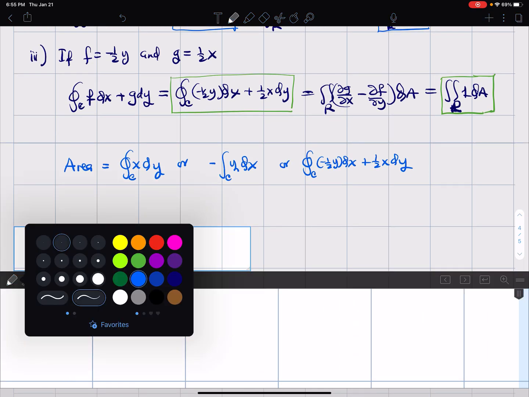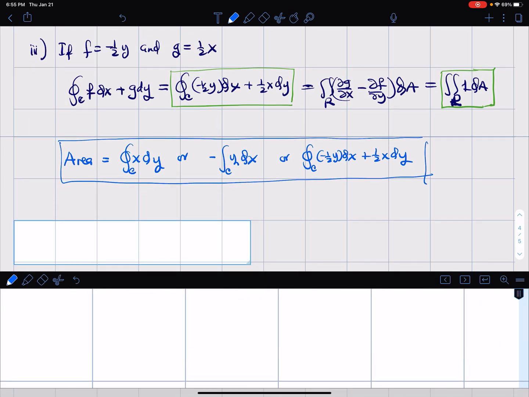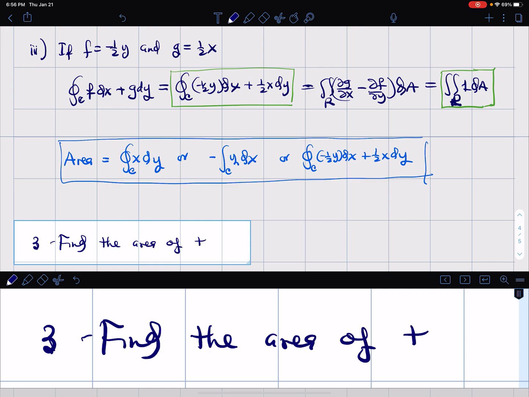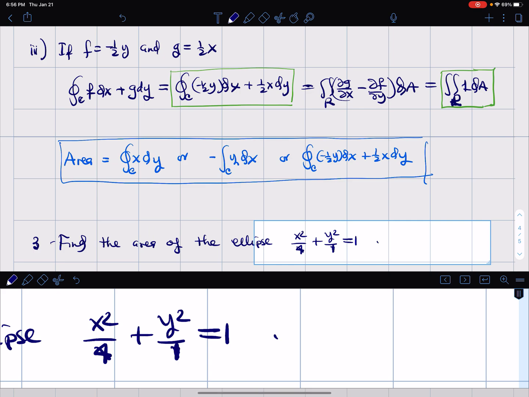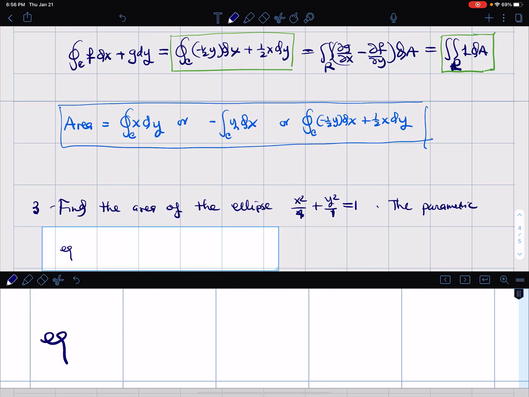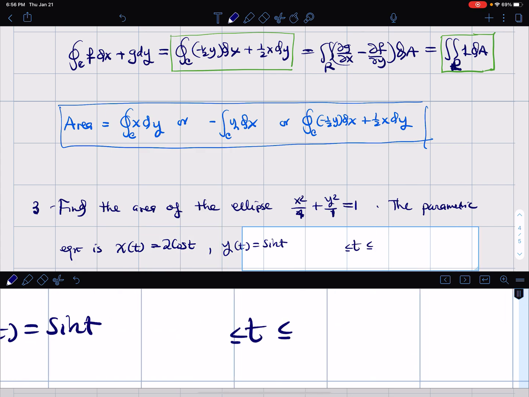All right, so let's see an example. Okay, so this example, let's call it example 3. We would like to find the area of the ellipse x squared over 4 plus y squared over 1 is equal to 1. And we're given the parametric equation: x of t is equal to 2 cosine t, and y of t is equal to sine t, and t goes from 0 to 2 pi.